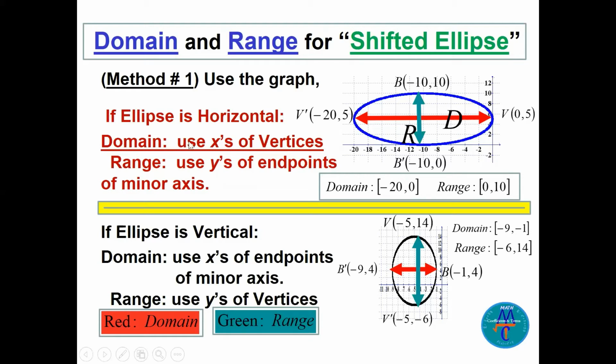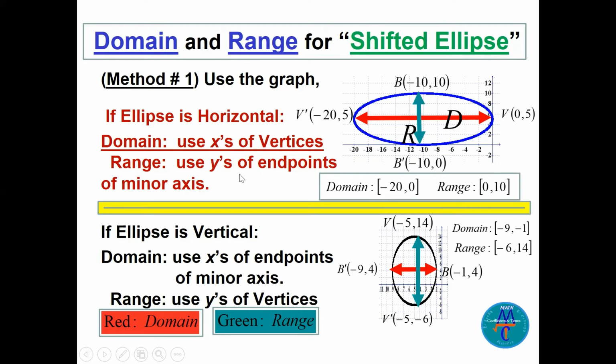You see that one, domain, use the x values of the vertices. The vertices here are 0, 5, this is the vertex, another vertex, minus 25. Suppose we have the graph. So I take the x values, use the x for the domain from the vertices. So minus 20 to 0, that will be the x values. That is the domain here.